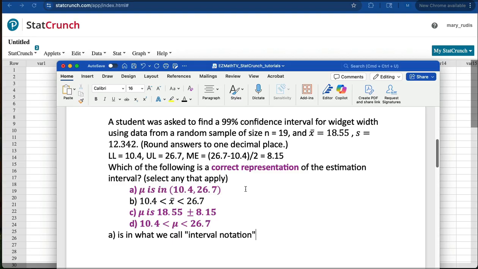We're going to stop there, and then I'm going to have one more video, and we're going to do a couple more examples, and then we will be done with confidence intervals, and then we're going to move on to hypothesis testing.